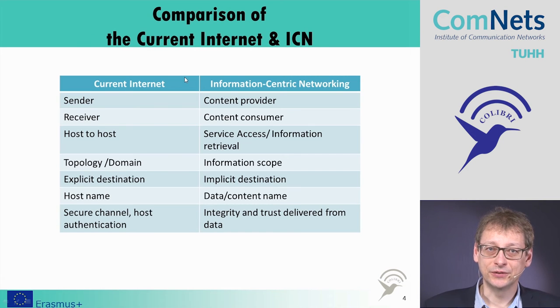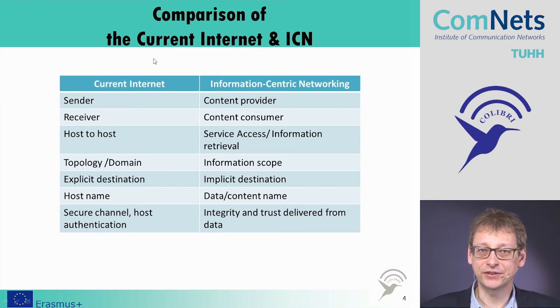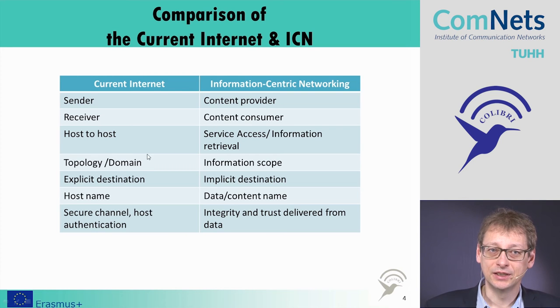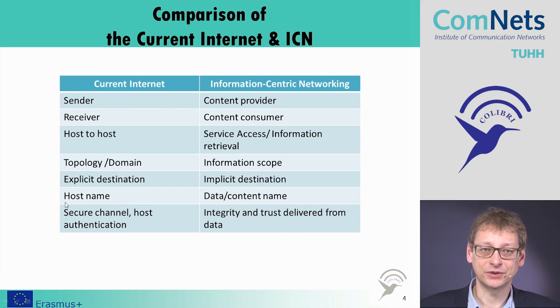If you compare the idea of the current internet with ICN, in current networks we have a sender and receiver. In information-centric networks, we talk about content provider and content consumer. In the current internet, we have a host-to-host communication, and in information-centric networking, we have a service access, and we retrieve information. The topology and domain which you talk about in the current internet is more something like information scope in information-centric networking. For the host name, if you want to get some news from BBC, for example, we would need to think about the BBC host name. If we think about content-centric networking, we would think about the news item. So we have a data or content name, and we don't care where it is.